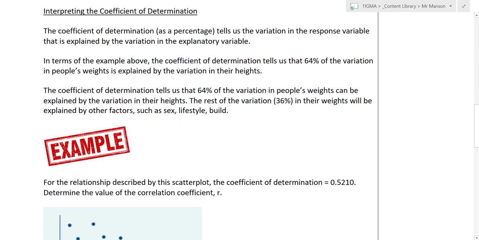So this is going to be key. You're going to be asked to describe two data sets using the coefficient of determination. And to do that, you will just get your R squared, turn it into a percentage, and then make a statement: 64% of the variation in the response variable can be explained by the variation in the explanatory variable. So don't forget we have to get that response and explanatory variable right as well.